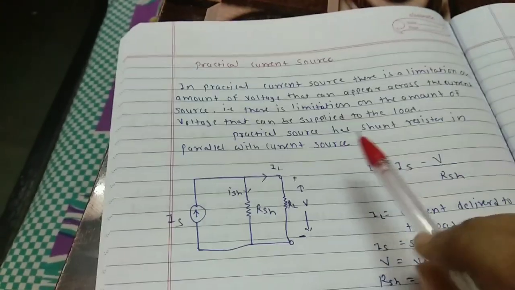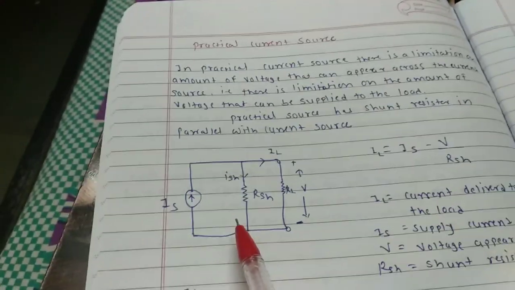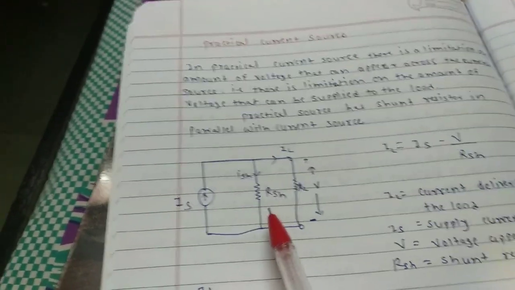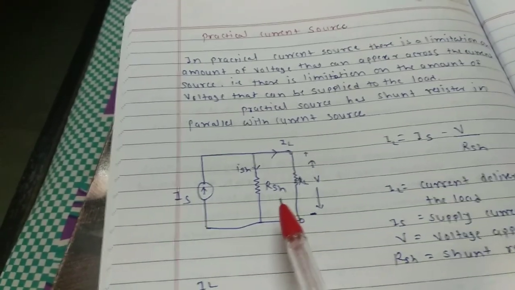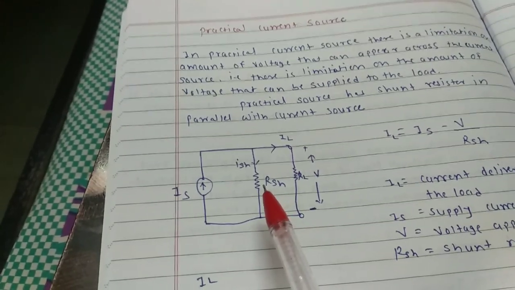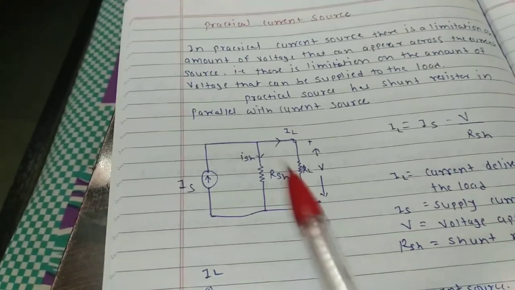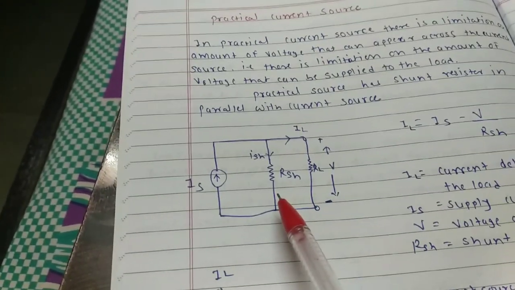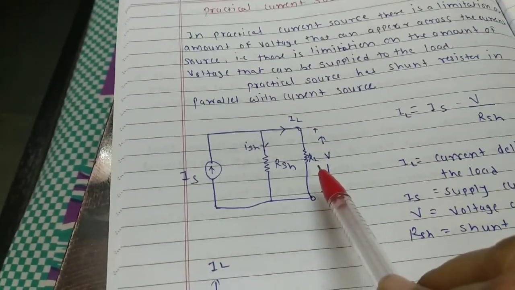That's why the practical source has a shunt resistor in parallel with the current source. In the previous case, the ideal one, there is no shunt resistor, but here in a practical current source, one parallel resistor is connected to this current source Is. RSH is that shunt resistor, and ISH is the current flowing through this shunt resistor. Is is your supply current, RSH is the shunt resistor, IL is the current flowing through the load, and we have connected a load resistor equal to RL.